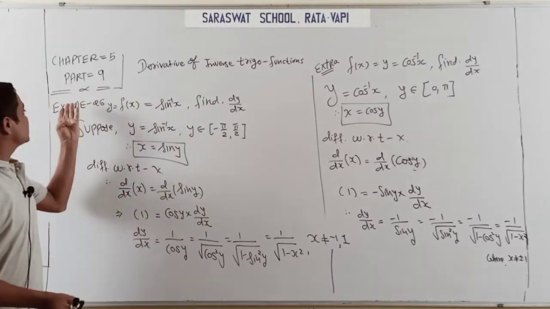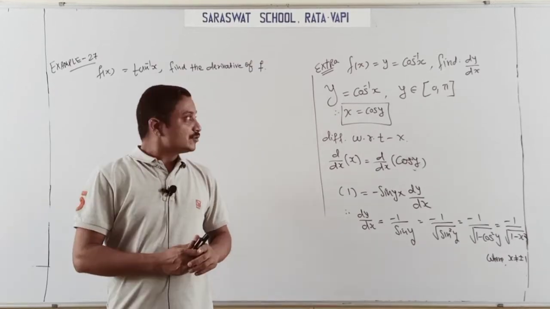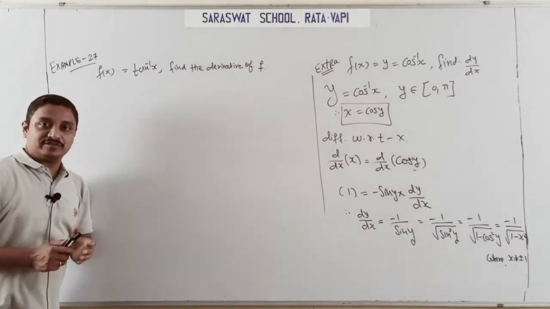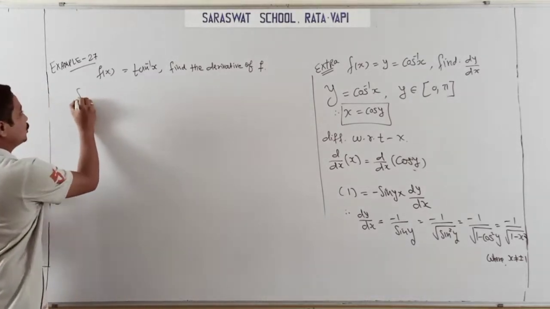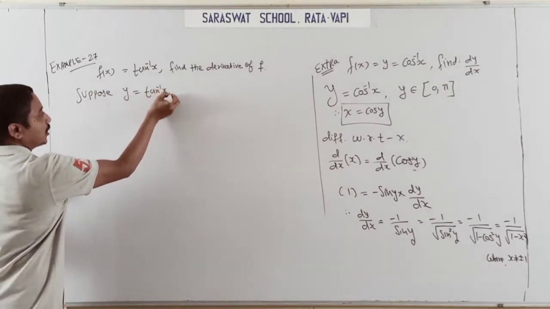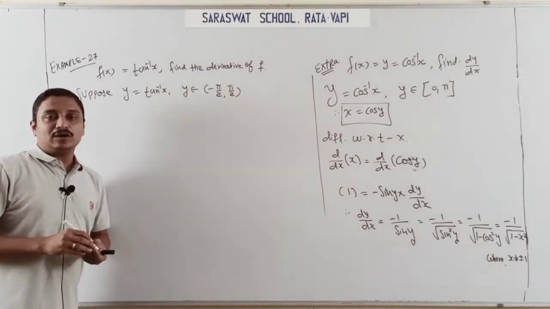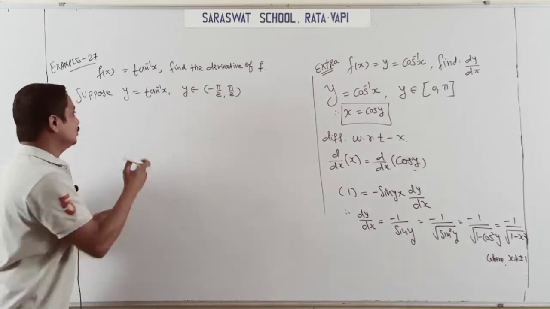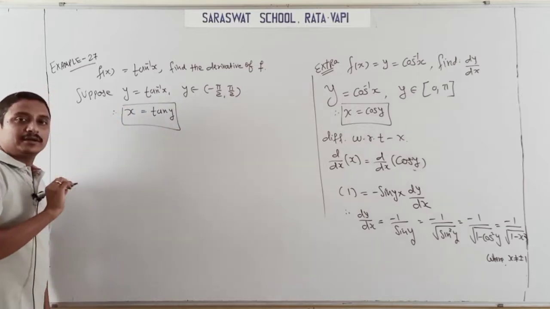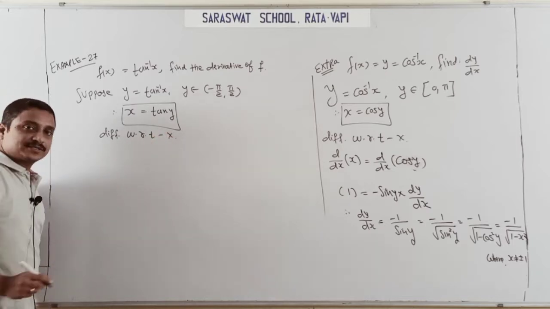Now students, I am giving this example 27, the tan inverse x derivative. Now students, after writing our cos inverse x derivative, I just start tan inverse. Your question is just suppose y, where y belongs to the range minus 90 to 90. Already I explained in the second chapter. So what is x? Tan y.